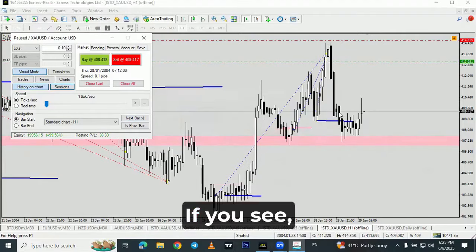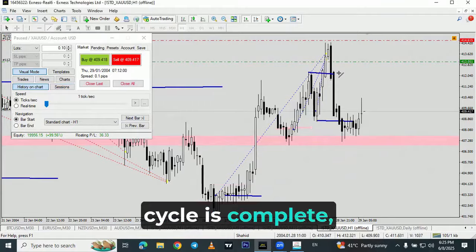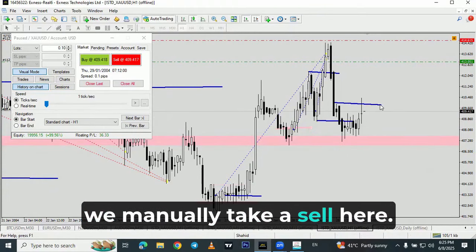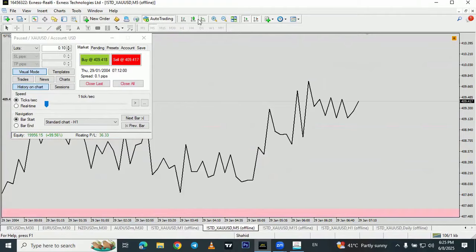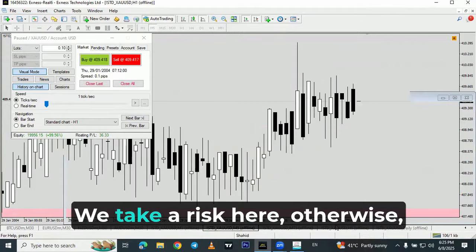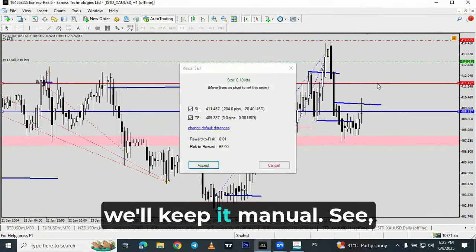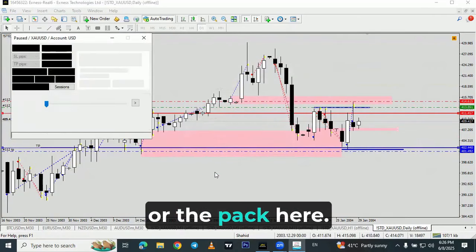If you see, its buy side and sell side cycle is complete, and its range liquidity is also there. So we manually take a sell here. If you go on it, you can refine small time entries. We take a risk here, otherwise we'll clean a set in New York. Until then, we'll keep it manual. See, liquidity is normal and we wait for the structure or the pack here.